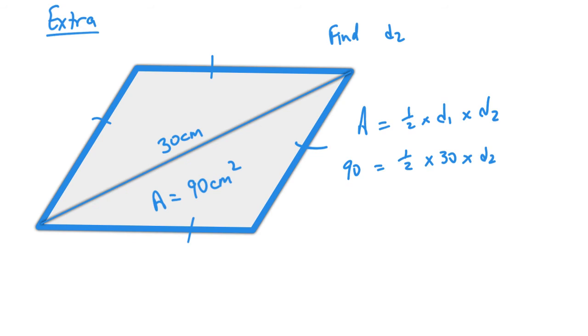We can do the half times 30 first of all. We get that 90 equals 15 times D2. And if we divide through by 15, we get that 6 is equal to D2. So the second diagonal is 6 centimetres.